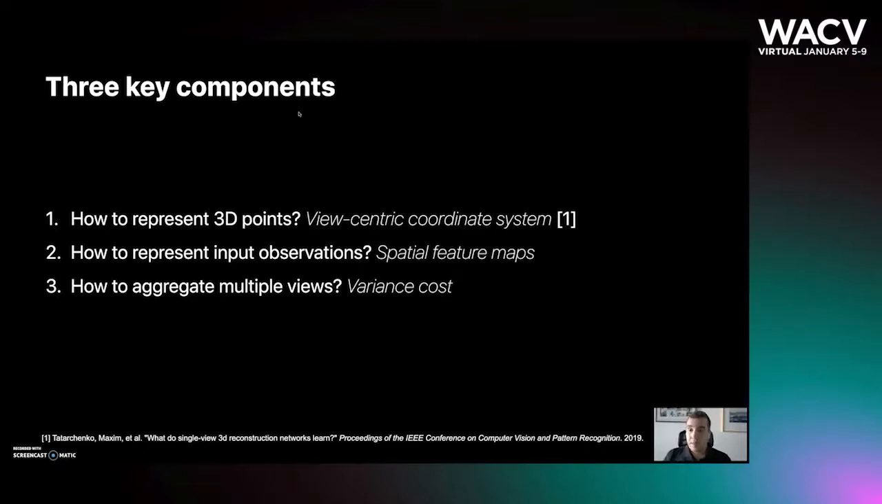As a summary, our points are that we need to represent 3D points in the view-centric coordinate system, but in addition, we want to represent input observations with spatial feature maps, and we want to aggregate multiple views via variance cost.